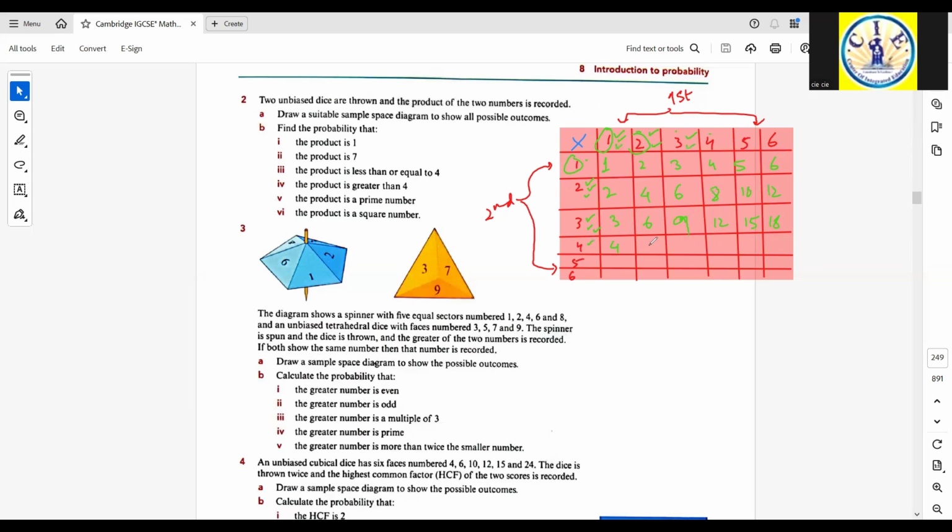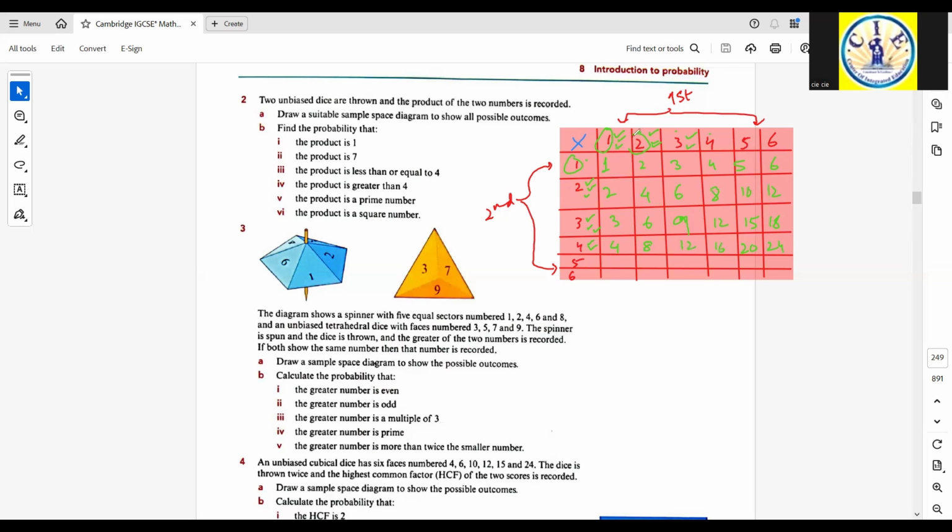Then 1 from the first and 4 from the second. This is 4. Similarly, 2 from first and 4 from second, 2 fours are 8. Then 3 fours are 12. Then 4 times 4 is 16, 5 times 4 is 20, and then 6 times 4 is 24.